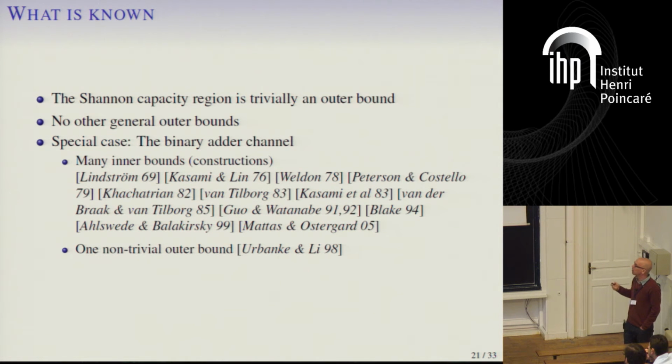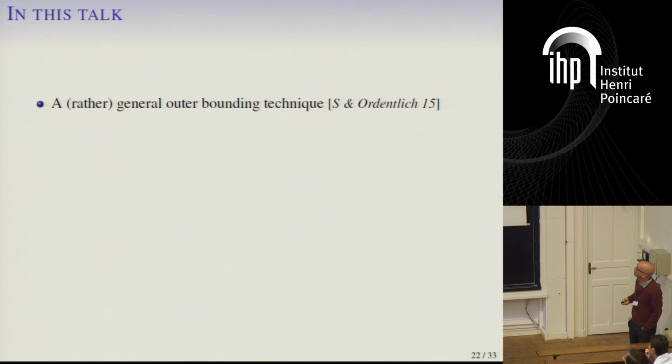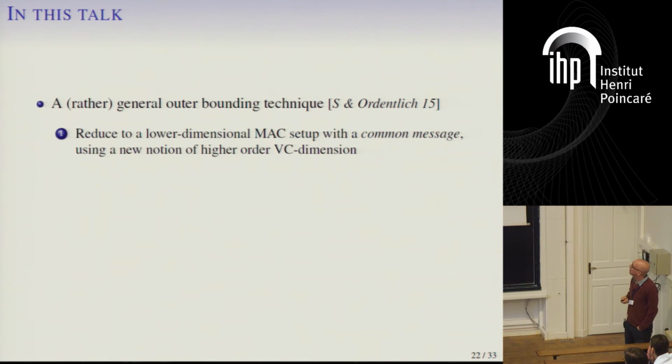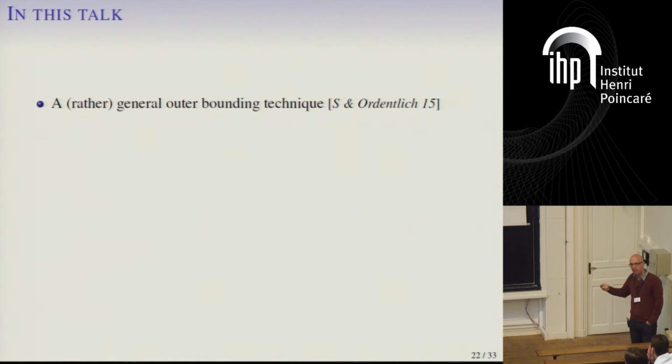There's only one non-trivial outer bound, by Orlitsky and Lee, that outperforms the trivial Shannon outer bound. All right, so what I'm going to present is a rather general outer bound technique. I'm saying rather because there are some constraints, some assumptions that need to be made. This is based on some work that we did for the binary adder channel, but it can easily be generalized to other channels. And the way it works is basically in 3 steps.